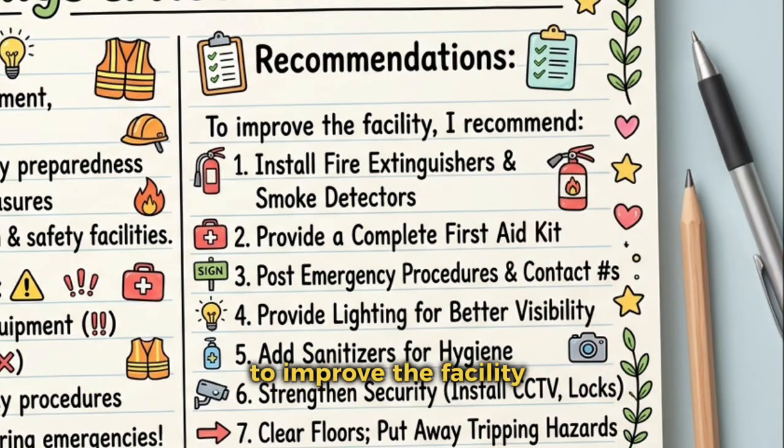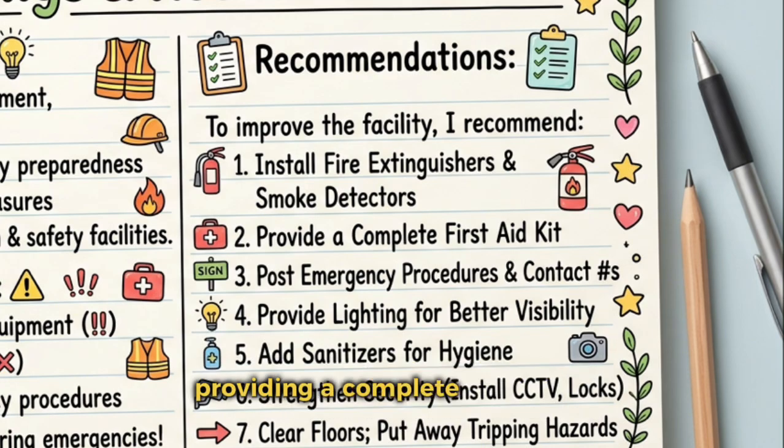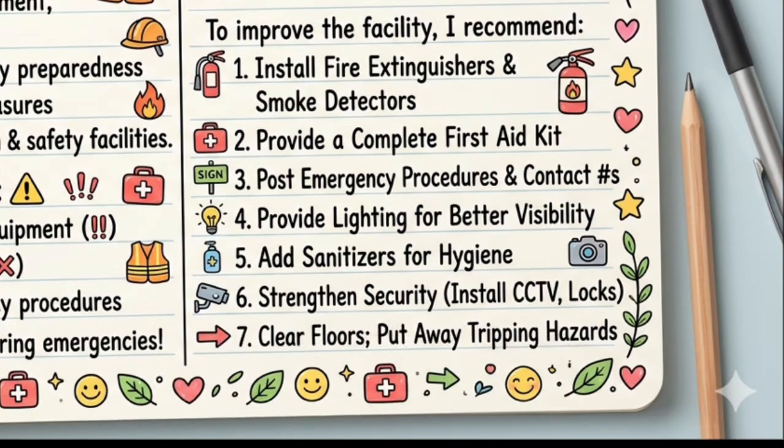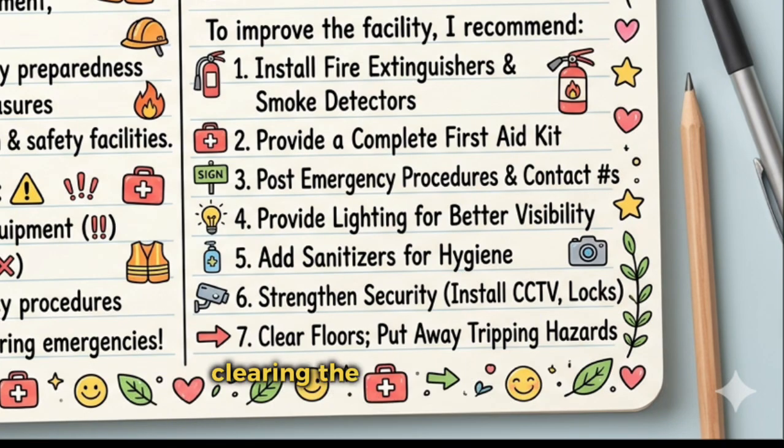To improve the facility, I recommend the following: installing fire extinguishers and smoke detectors, providing a complete first aid kit, posting emergency procedures and contact numbers, providing lighting for better visibility, adding sanitizers for hygiene, strengthening security measures like installing CCTV, clearing the floor, and putting away anything that can cause tripping.